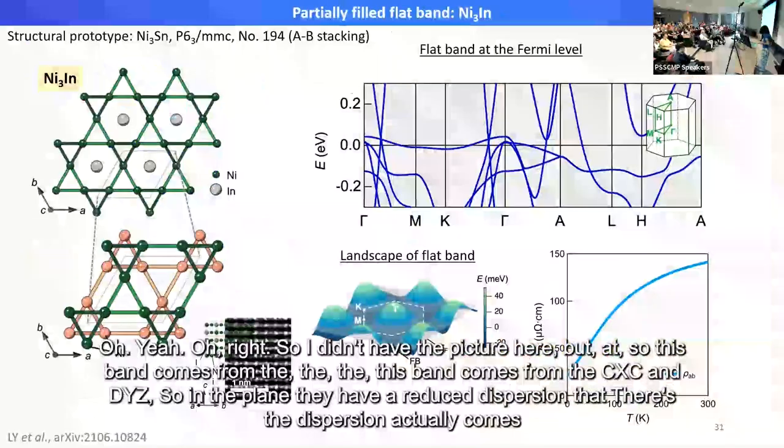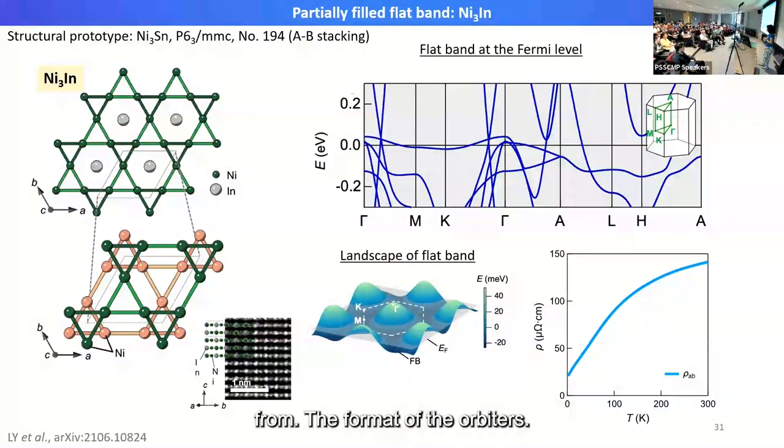Right, so I didn't have the picture here, but this band comes from the dxz and dyz orbitals. So in the plane, they have a reduced dispersion, but out of plane, the dispersion actually comes from the form of the d orbitals. Okay.